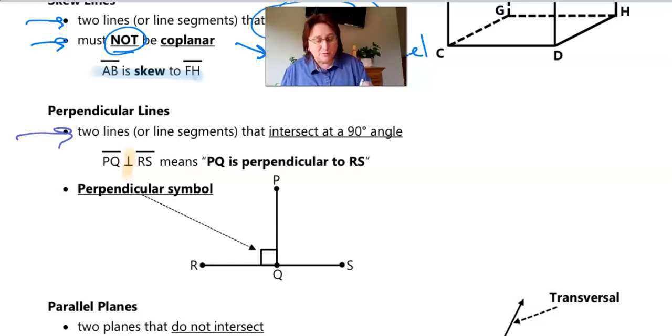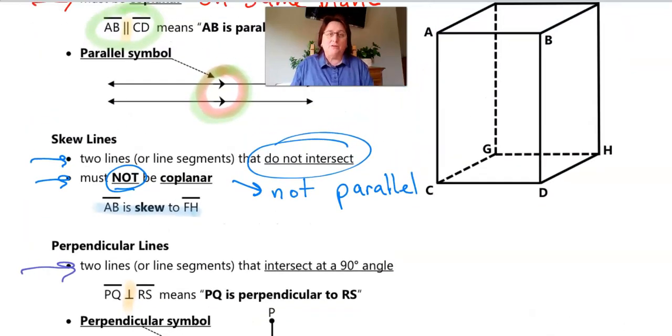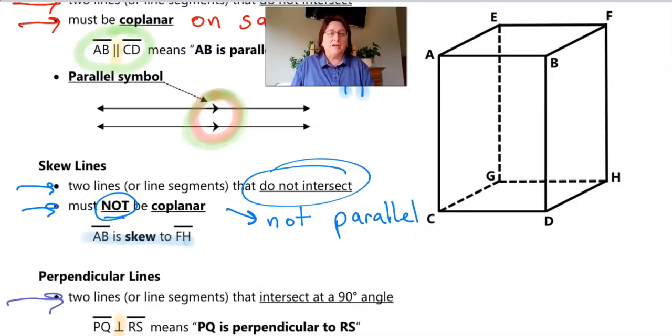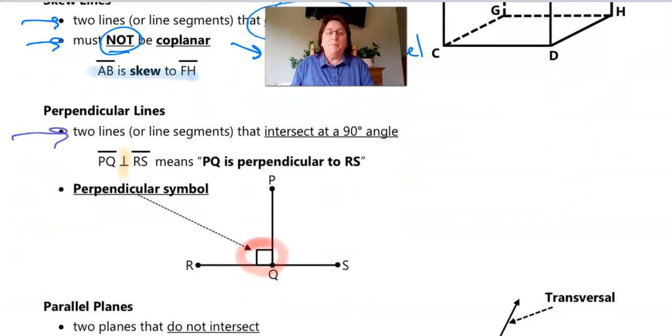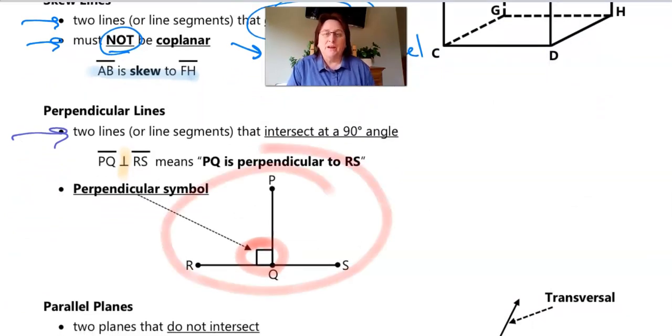Okay, and as we've already talked about before, the box is also a symbol on a picture for perpendicularity. So this upside down T means perpendicular. Okay, so let's go back up to our picture. This says line segment PQ is perpendicular to RS. Well, there's not a PQ and a RS right there, but there is right here in this picture. Line segment PQ is perpendicular to RS.